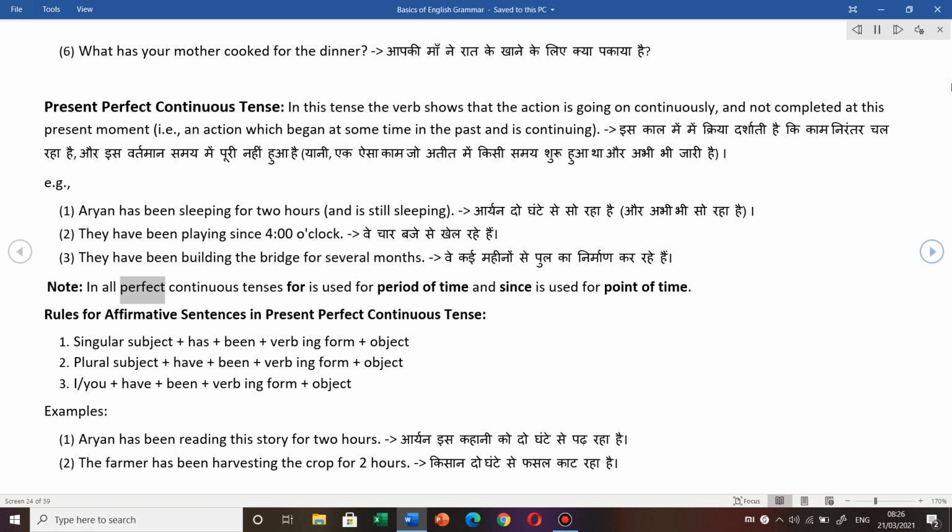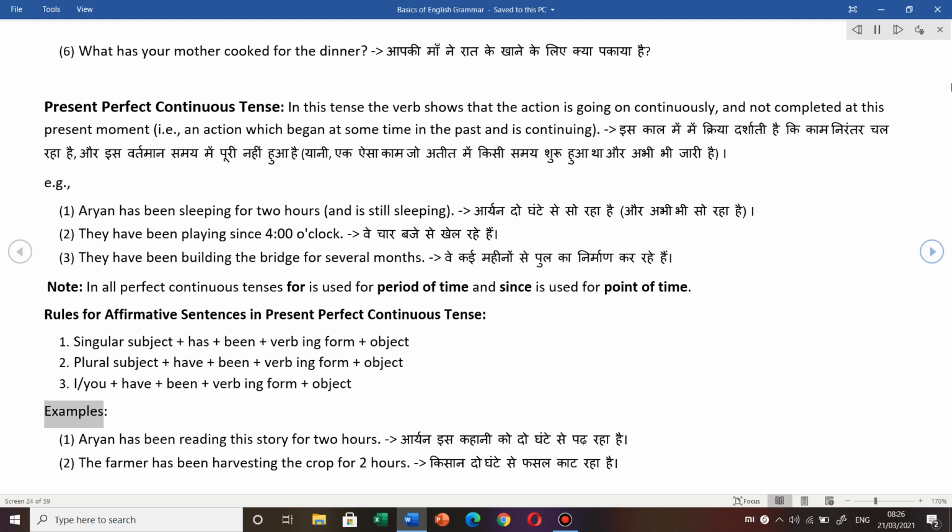Note, in all perfect continuous tenses, for is used for period of time and since is used for point of time. Rules for affirmative sentences in present perfect continuous tense. Singular subject plus has plus been plus verb ing form plus object. Plural subject plus have plus been plus verb ing form plus object. I, you plus have plus been plus verb ing form plus object.